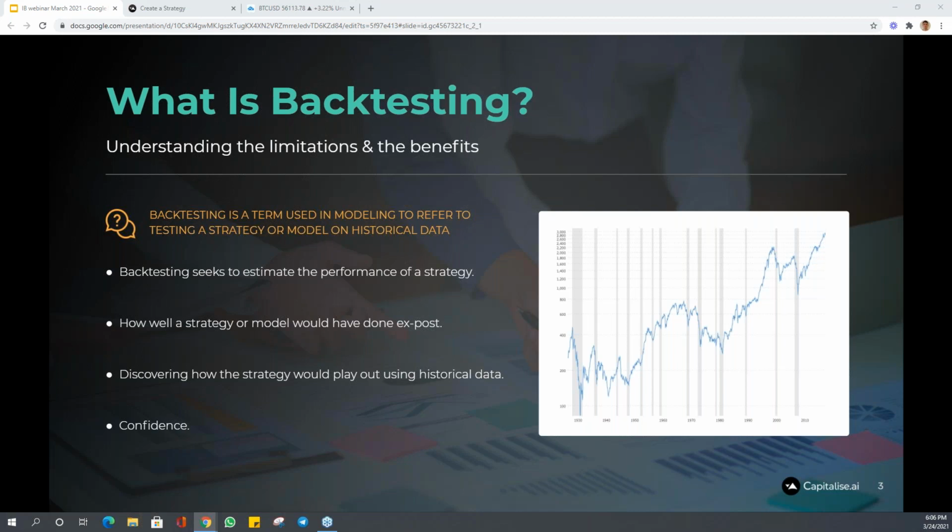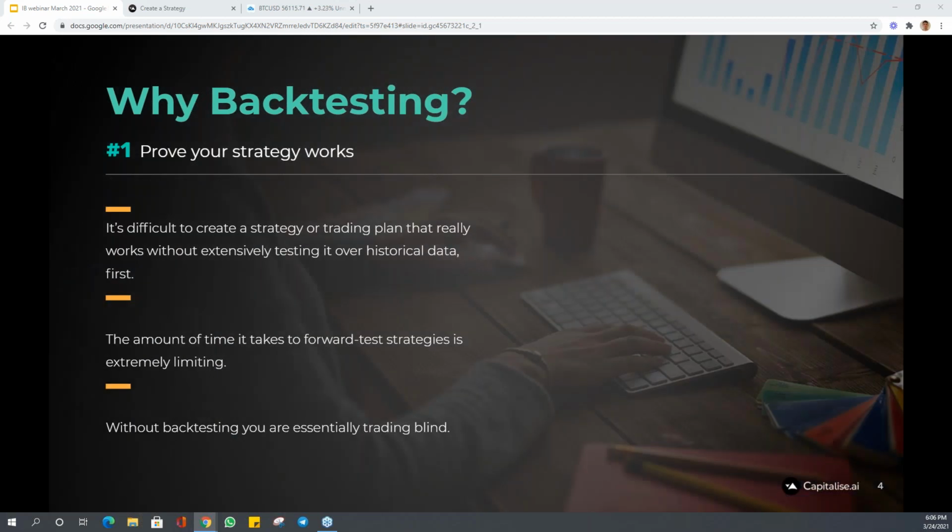Let's get into the next quickly. And the first idea we're going to go on is, why do we backtest? And the first point under that is, prove your strategy works.